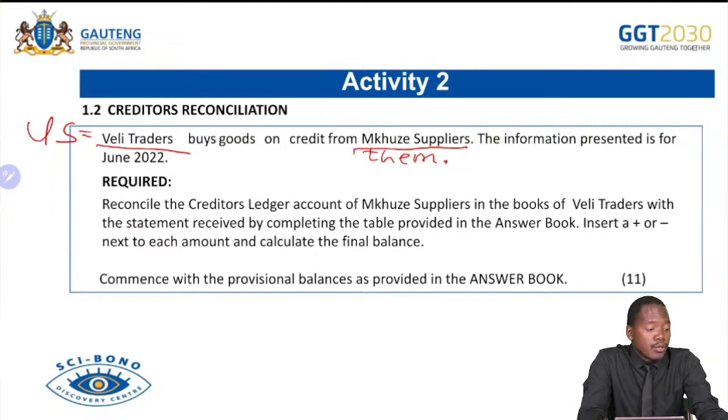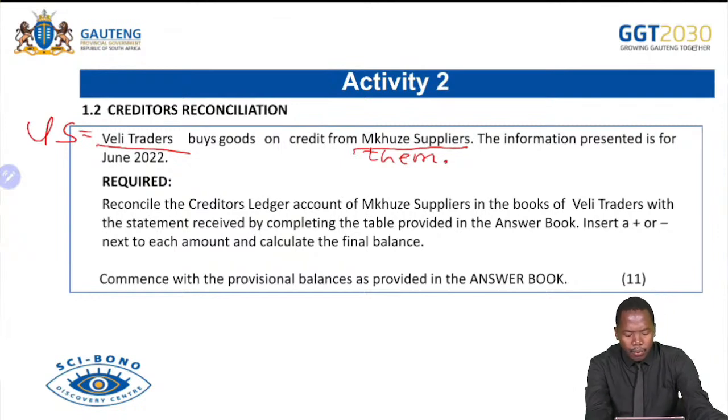Now, what are we required to do, grade 12s? We are required to reconcile, to correct the creditor's ledger account of Mkuze suppliers in the books of Veli with the statement received by completing the table provided in the answer book. Now, we will put a plus sign or a negative sign. Remember, grade 12s, if you don't put any sign, that becomes a positive. This is where you must remember not to use a pencil or to erase. Please make your sign clear, whether it's a plus or a minus. If you don't put any sign, then we assume it's a positive.